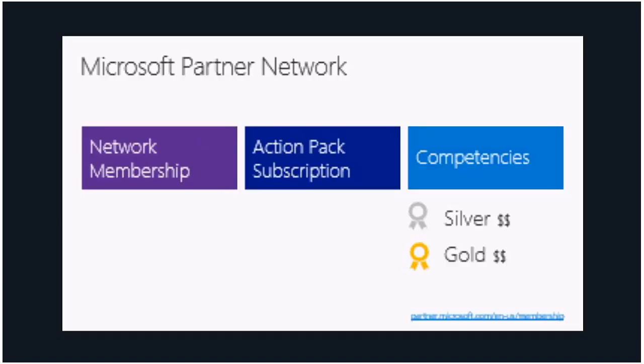If you didn't already know, the Microsoft Partner Program has 3 membership options. There is Network Membership, which is free, Action Pack Subscription, which is an annual paid subscription, with which you get access to internal use licenses and dedicated support. And then there's Competencies, which is an earned designation, with a silver and gold level. With competencies, there are a few steps that you'll have to take in order to earn that designation as a competency partner. We do have a lot of people on the line who already have a gold cloud competency, but there are typically 4 steps that I'll go through quickly as well.